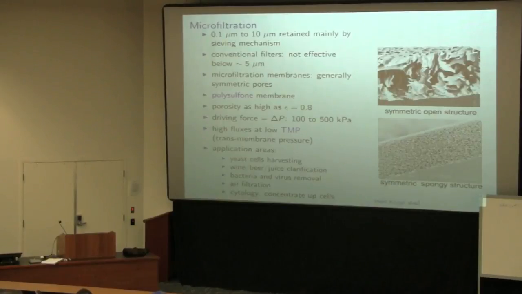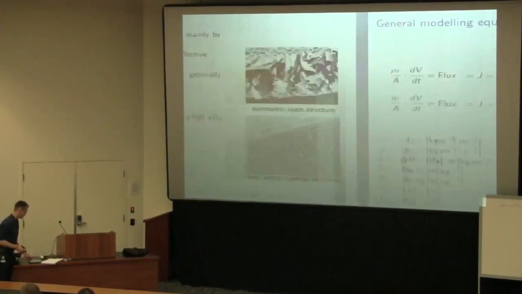Other applications include bacteria and virus removal for sanitary applications, and air filtration in certain cases. In hospitals, they would use these membranes for cytology. Whenever they take a sample from your body, from your stomach or a different part of your body, they use these microfiltration membranes to concentrate it up and remove the fluid, then deal with the smaller volume for their subsequent studies. So it's a good preliminary separation. The high fluxes are the key reason why. We get a high throughput and we concentrate up our stream.